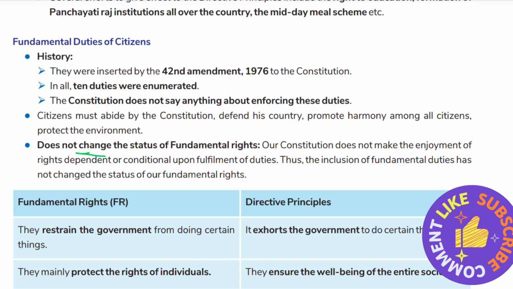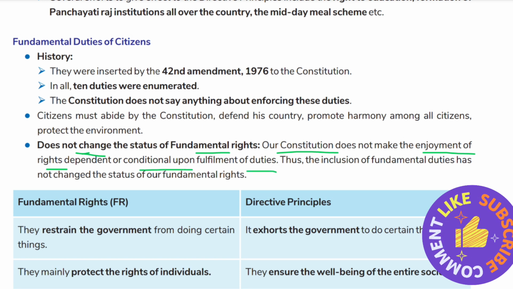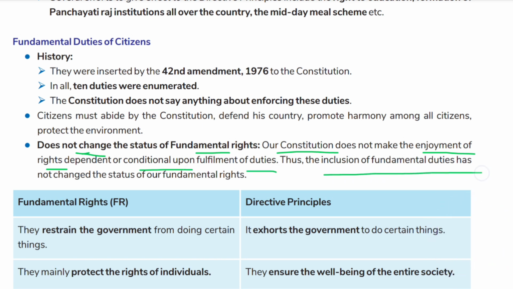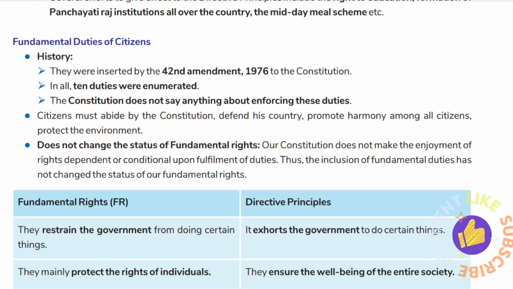It does not change the status of fundamental rights. Our Constitution does not make the enjoyment of rights dependent or conditional upon fulfillment of duties. Thus, the inclusion of fundamental duties has not changed the status of our fundamental rights.